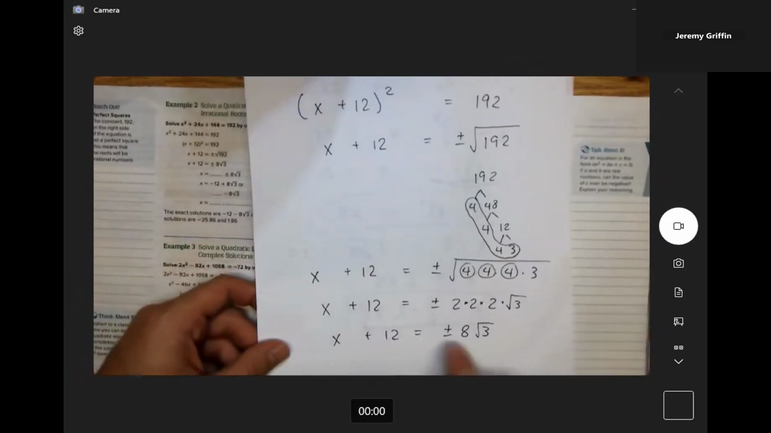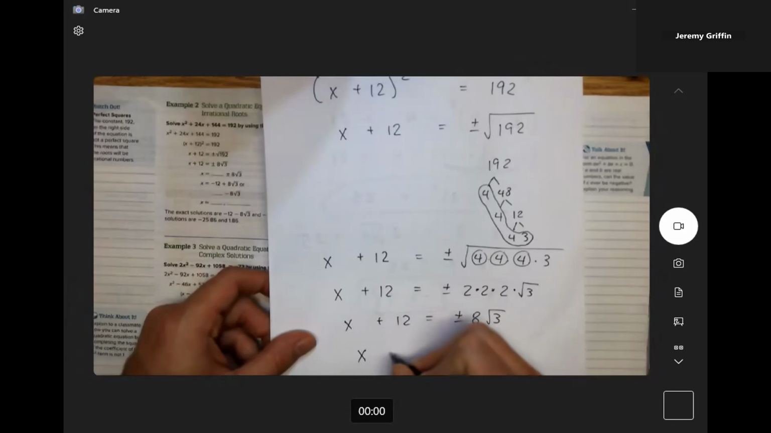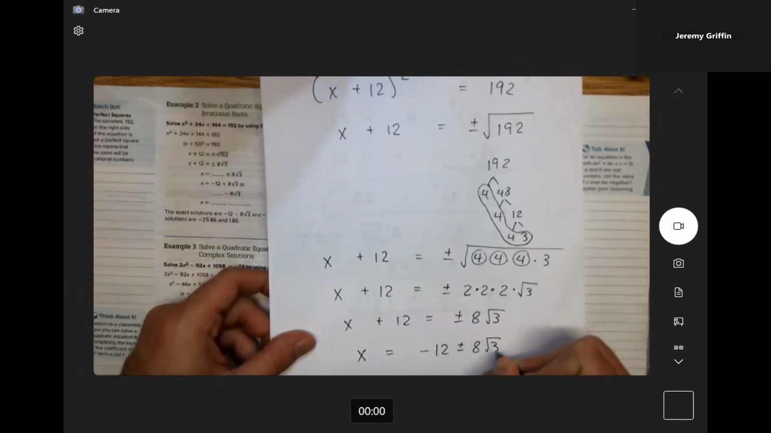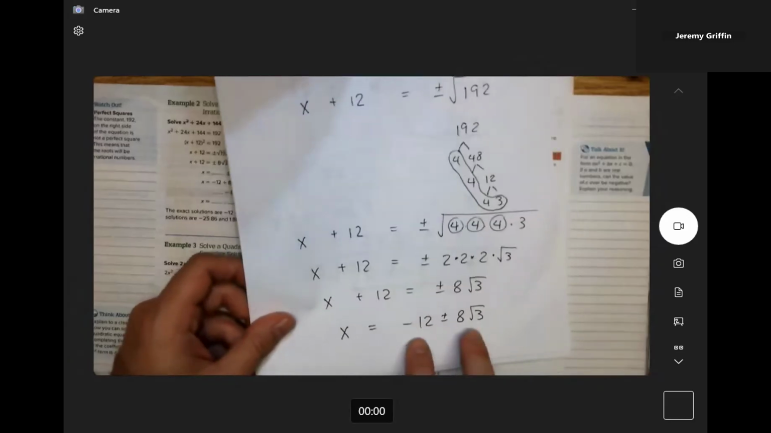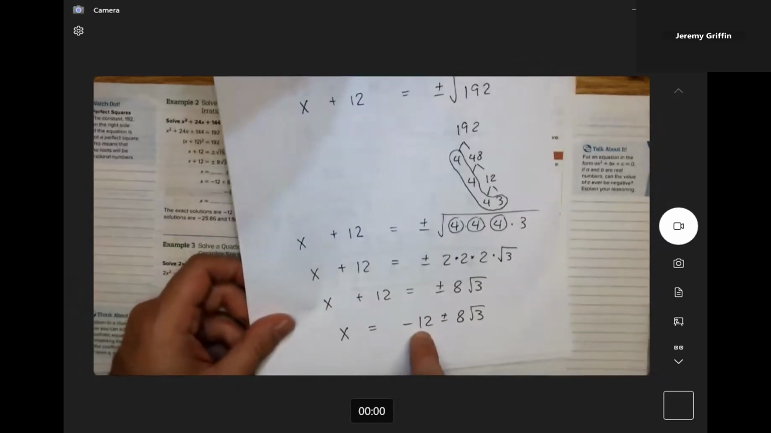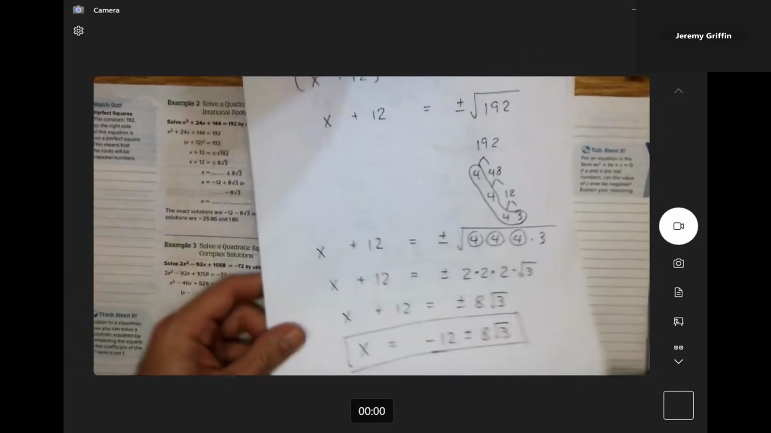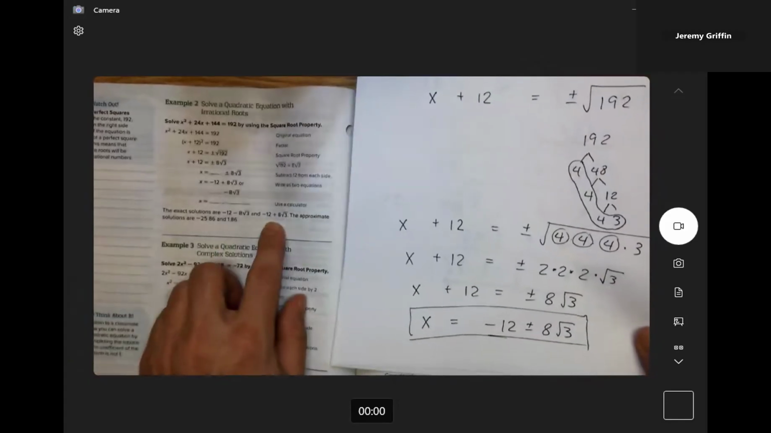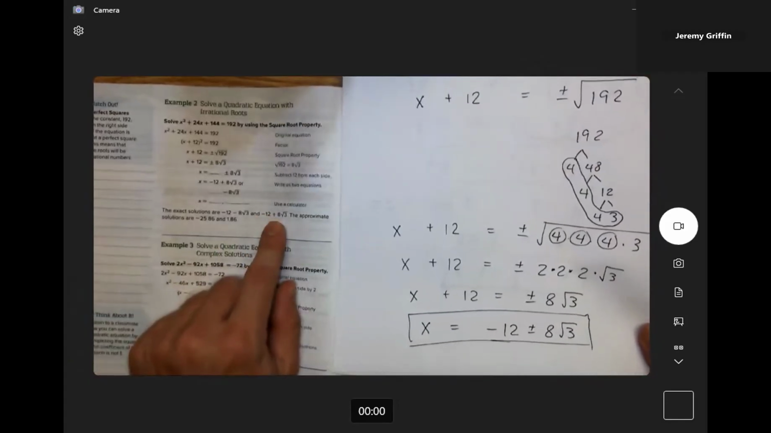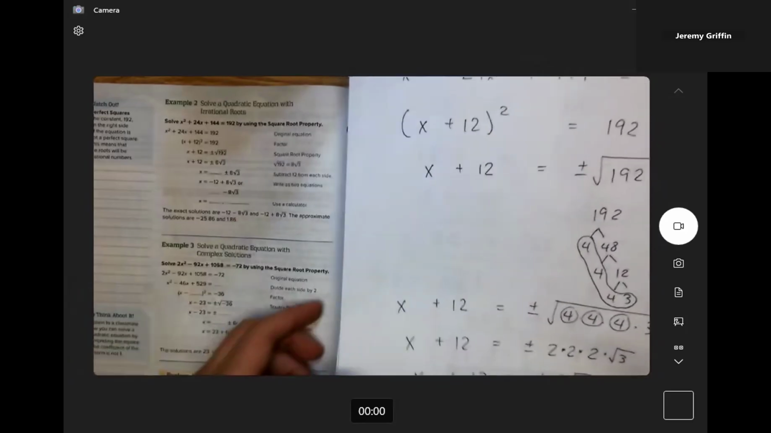And then finally subtract over the 12. So x equals negative 12 plus or minus 8 root 3. I'm kind of running out of paper, but you get the idea that you could do negative 12 minus 8 root 3 or negative 12 plus 8 root 3. Those would be two different answers right there. Okay, that's exactly what the book got to. All right, so example 3.